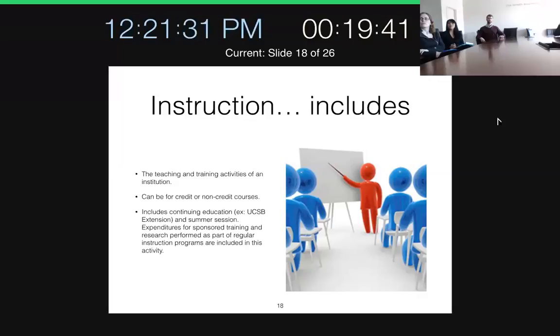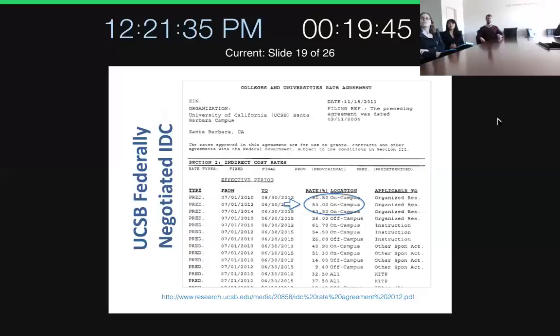So why is it important? It's because it dictates the rate. So that's where we get into this beastie thing. This is a quick snapshot of the first page of our UCSB federally negotiated indirect cost rate agreement. It's a mouthful. Essentially, what we've done is, actually, back up a second.